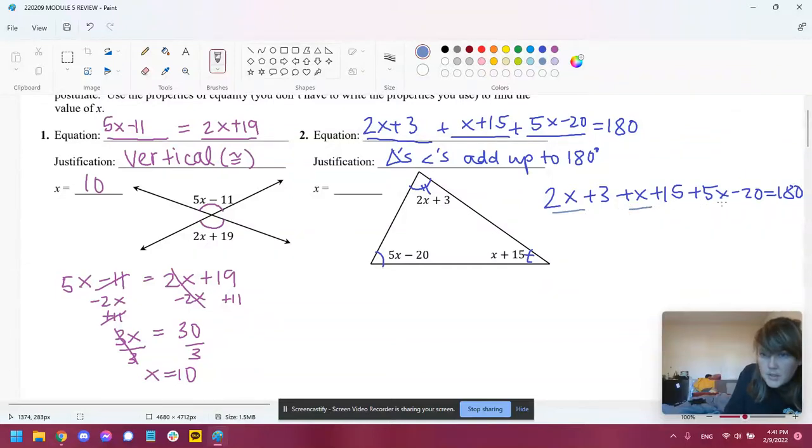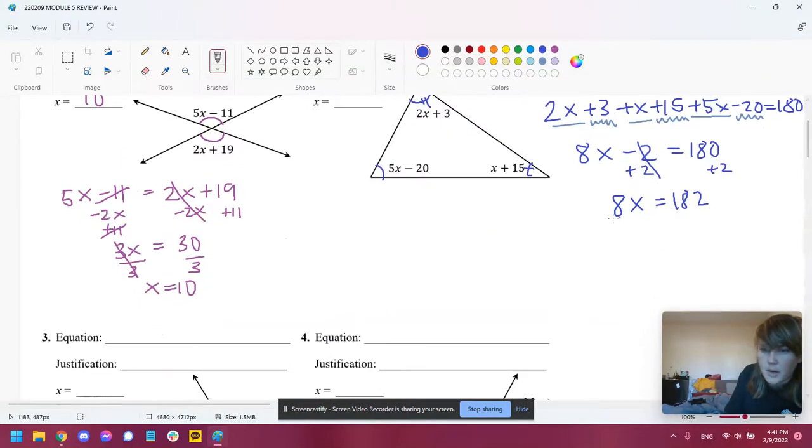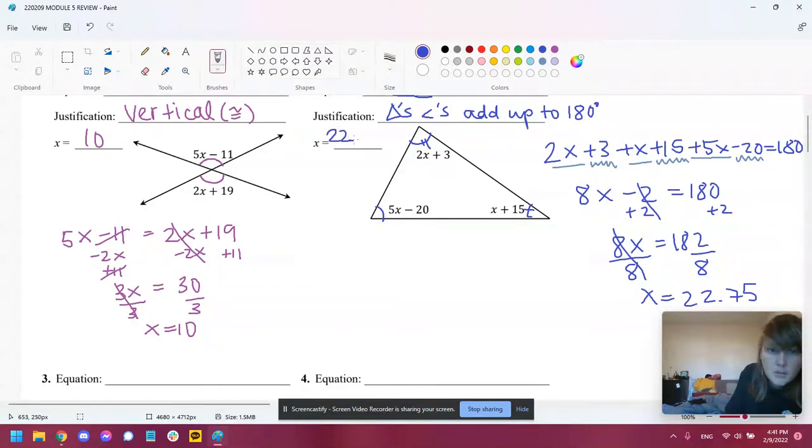I'm going to add up the x's and get 2x plus x is 3x plus 5x is 8x. Now I'm going to add up the numbers. So this is plus 3 plus 15 minus 20. 3 plus 15 is 18, minus 20 is negative 2. Now I'm going to add 2 to both sides to get the x's more alone. And I'm going to divide by 8 on both sides to get the x's even more alone. Sometimes your answers are decimals, and that's just fine. Nice.